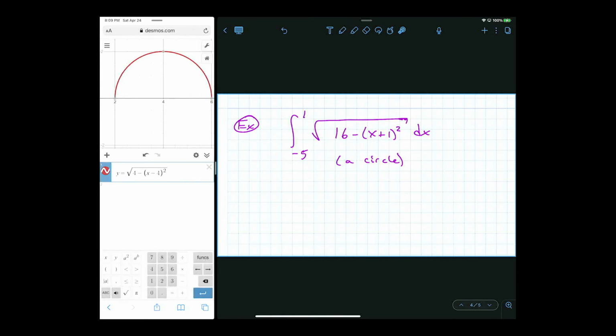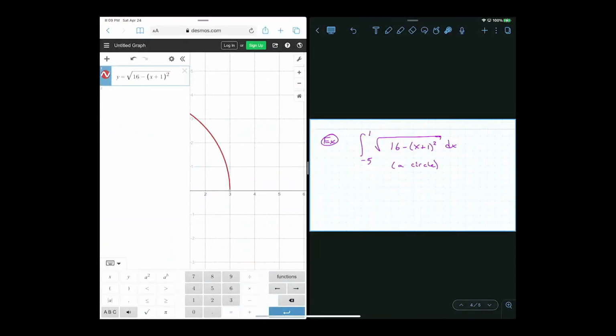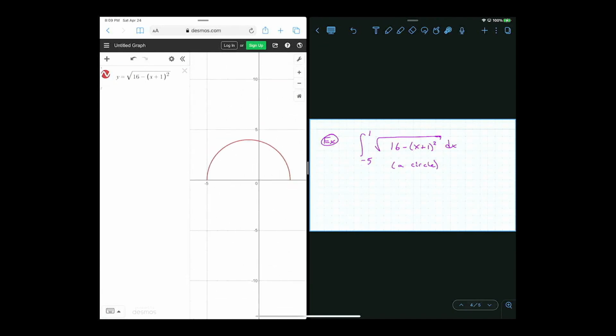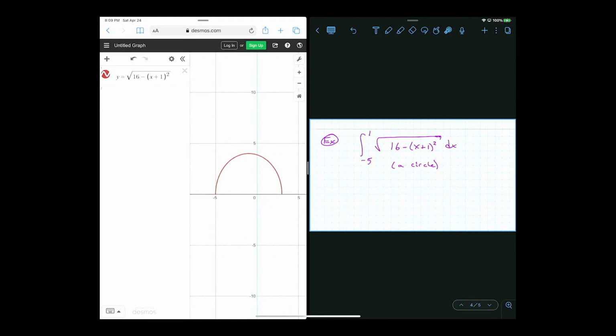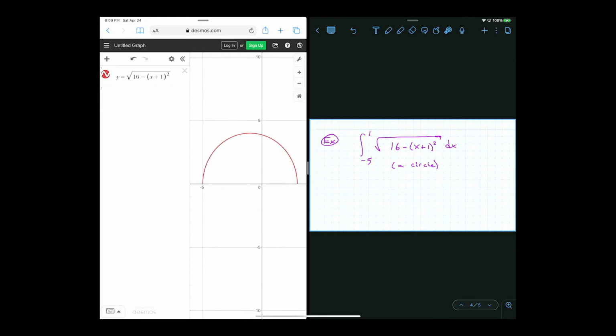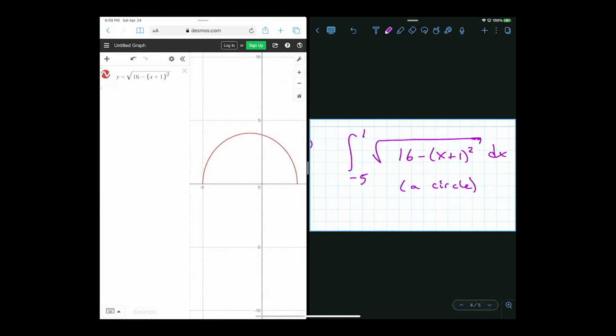So this is supposed to be 16. I can type in 16. And this is supposed to be x plus 1, like that. And make it bigger. So there you go. There's your half circle. Oh, I stretched it. I didn't know you could do that on Desmos. That's interesting. Oh, wait, it says to 1? Oh, oops. Well, I'm glad somebody caught that.